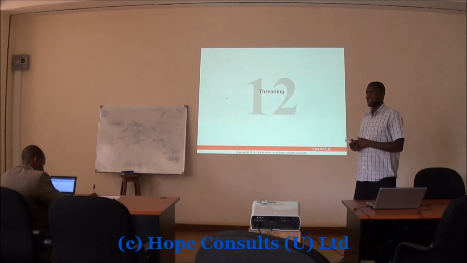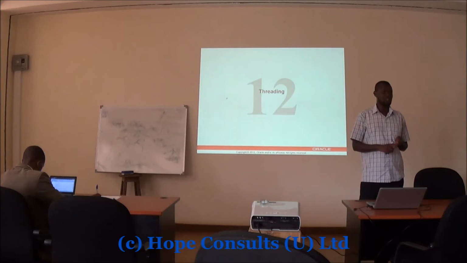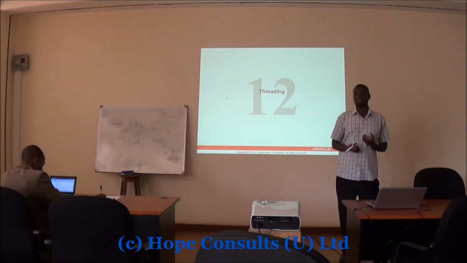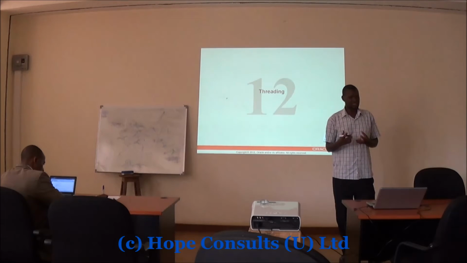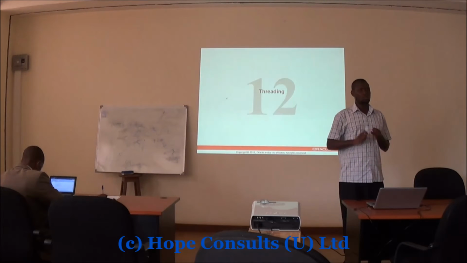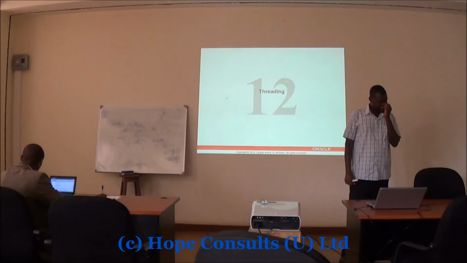So there are three things here. There is a process, there is a thread, and there is a task. We need to know what the difference of all those are, or what their relationship is. What's the relationship between a thread and a process, or between a process and a thread?